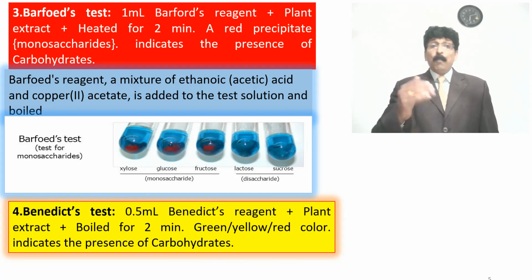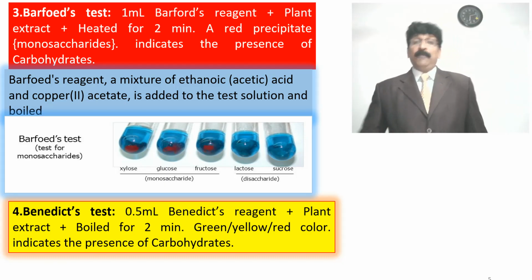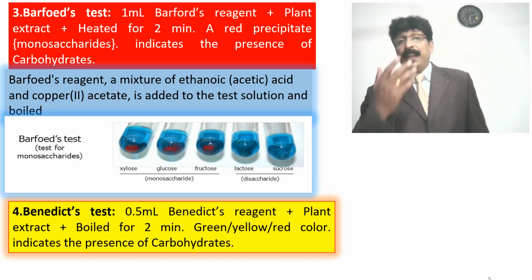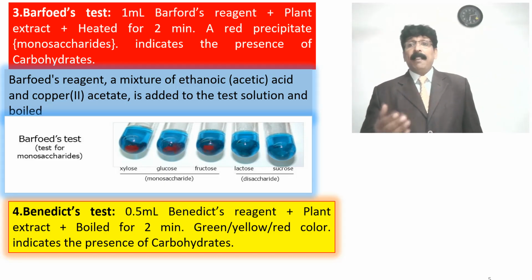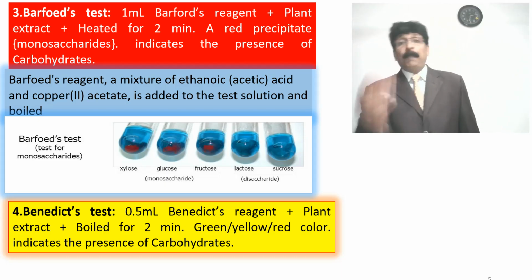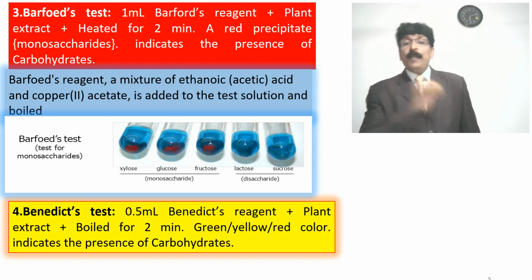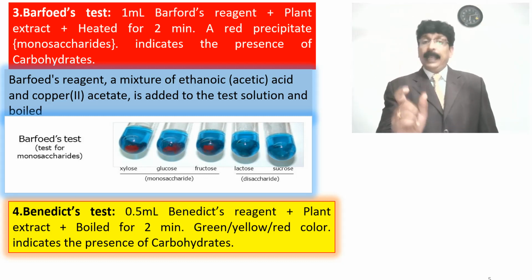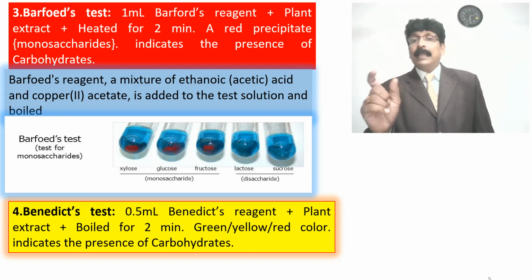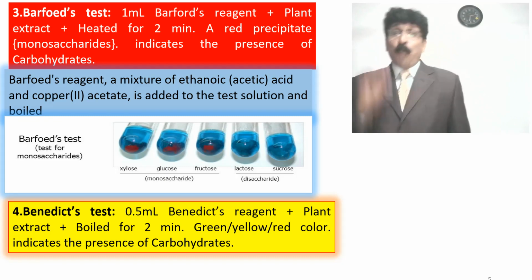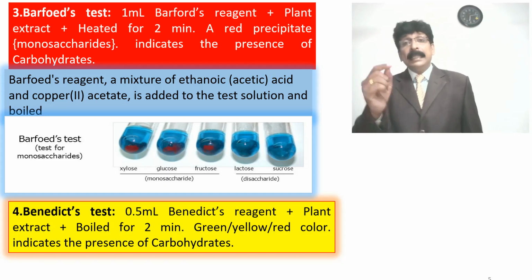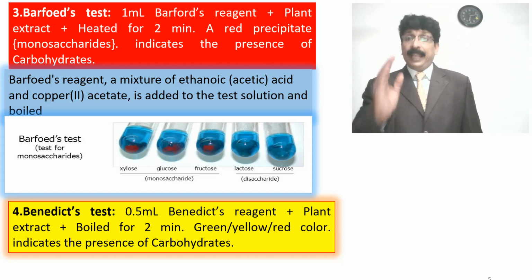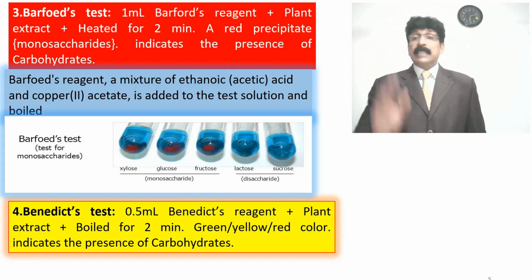Now Benedict's test is a very interesting test, and it is very commonly used for diabetic patients for urine analysis. So test for plants, what you will do, 0.5 ml of Benedict reagent plus the plant extract, boil for 2 minutes. You will get a green, yellow or red color according to the quantity of carbohydrate in the plant extract. The color will change, indicating the presence of carbohydrate.